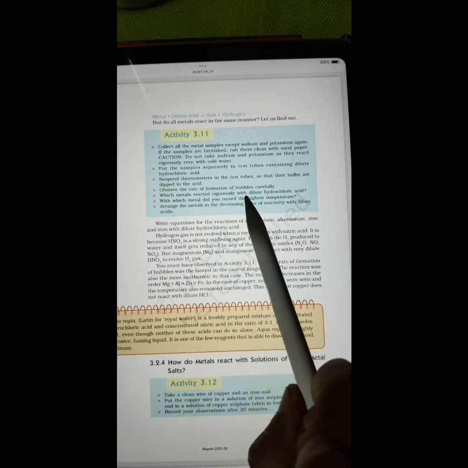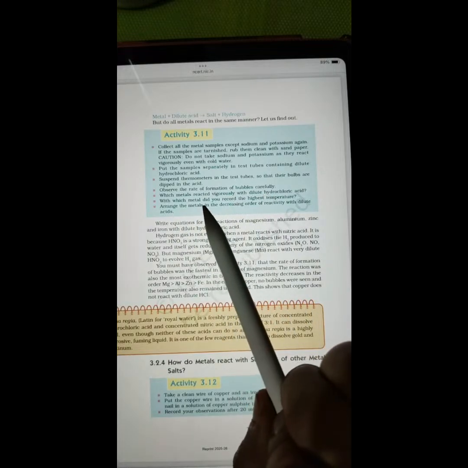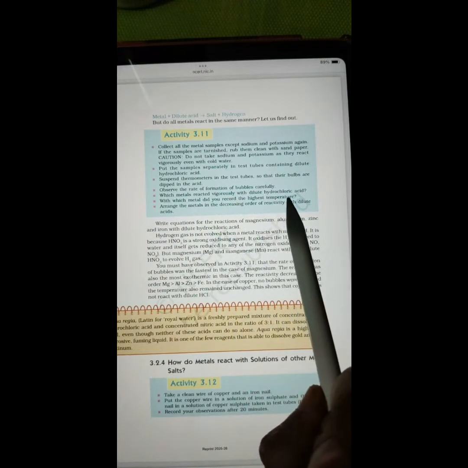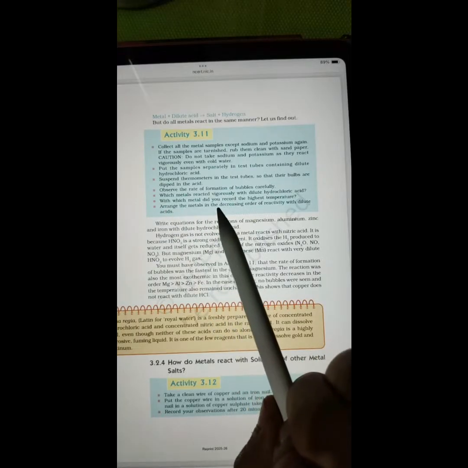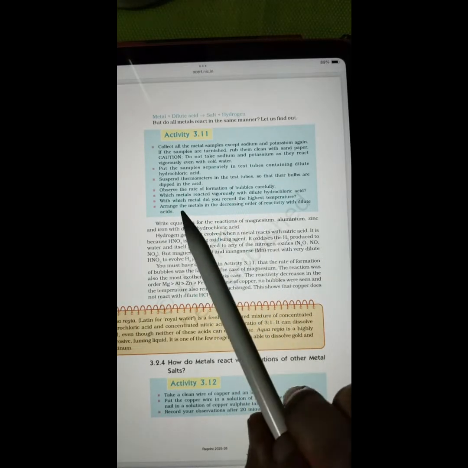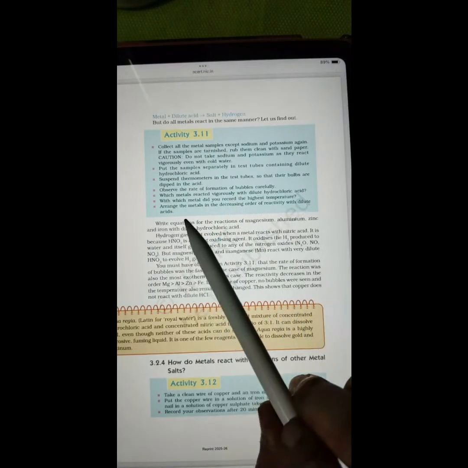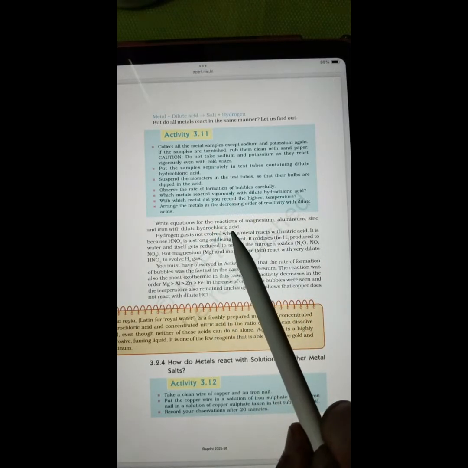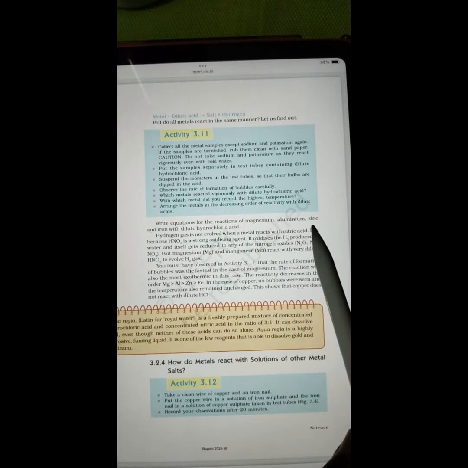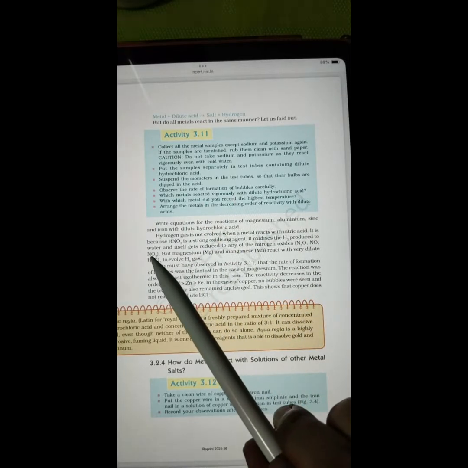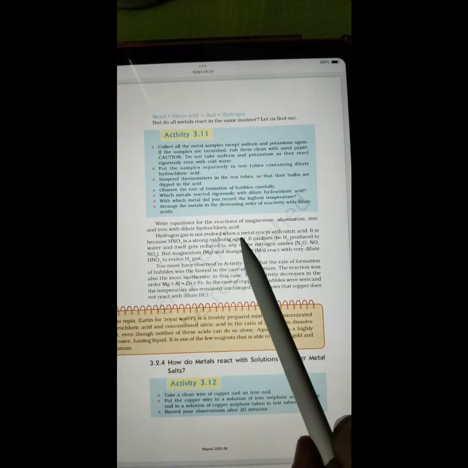Observe the rate of formation of bubbles carefully. Which metals react vigorously with dilute hydrochloric acid? With which metal did you record the highest temperature? Arrange the metals in the decreasing order of reactivity with dilute acids. Write equations for the reactions of magnesium, aluminium, zinc, and iron with dilute hydrochloric acid.